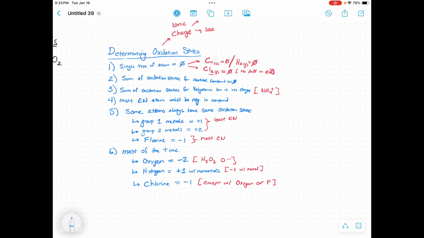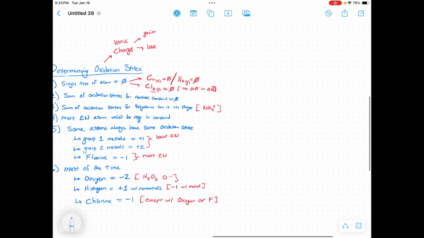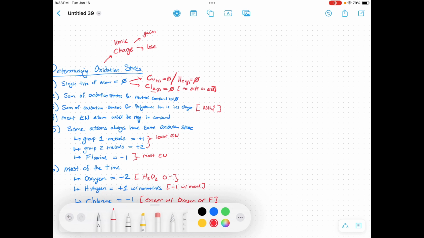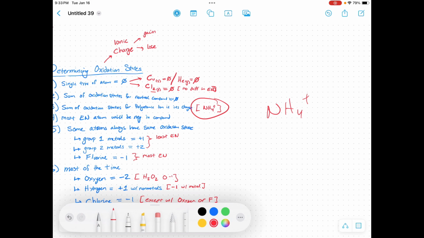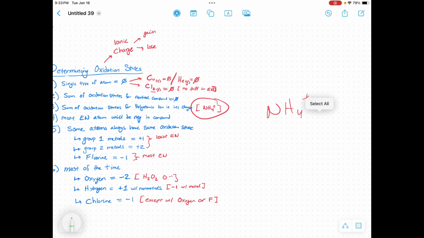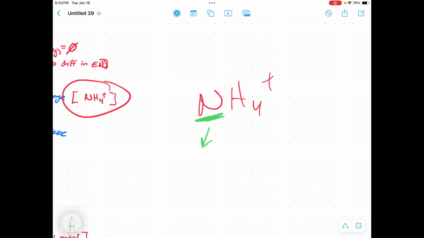So those are our oxidation state rules. It looks like a lot of rules, but once we start doing examples, you'll see it's a lot more straightforward. So let's do this example that I talked about earlier. So I'll do it over here. NH4+. So our rule was that whatever's more electronegative is going to be our negative atom. So I know nitrogen is going to be negative.